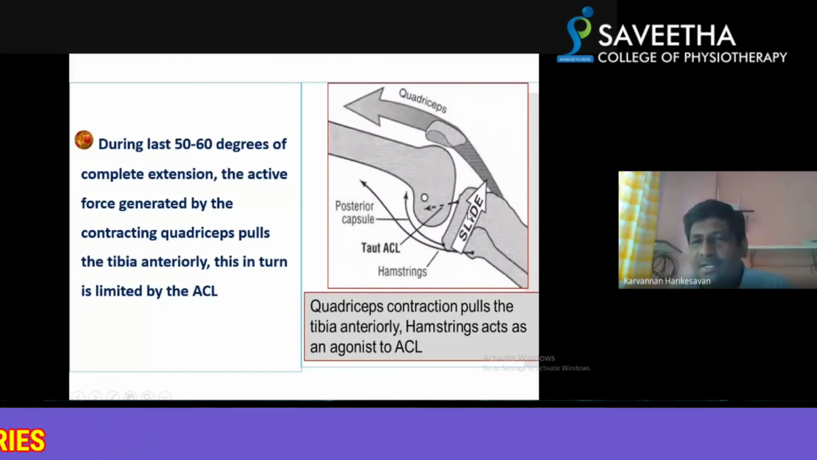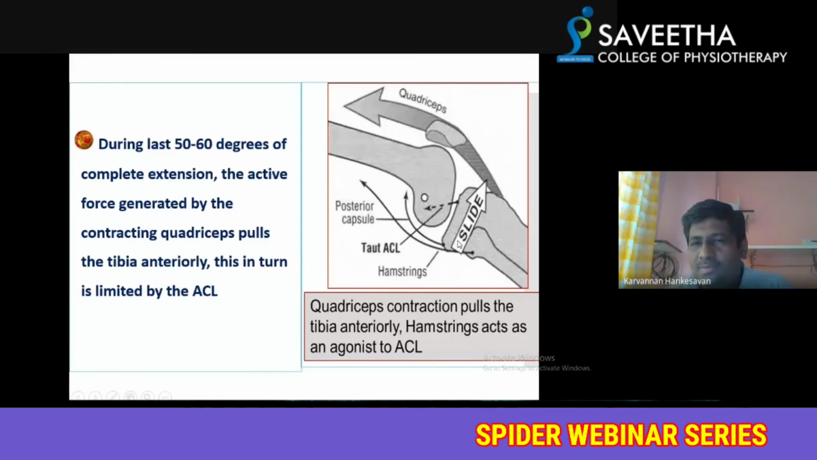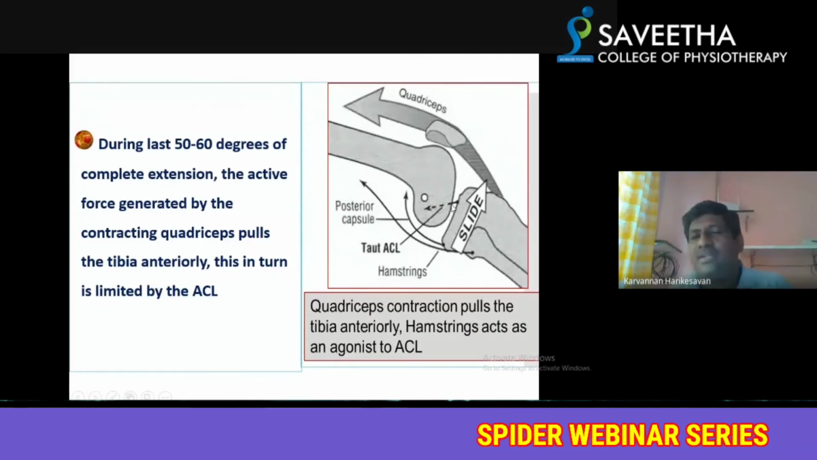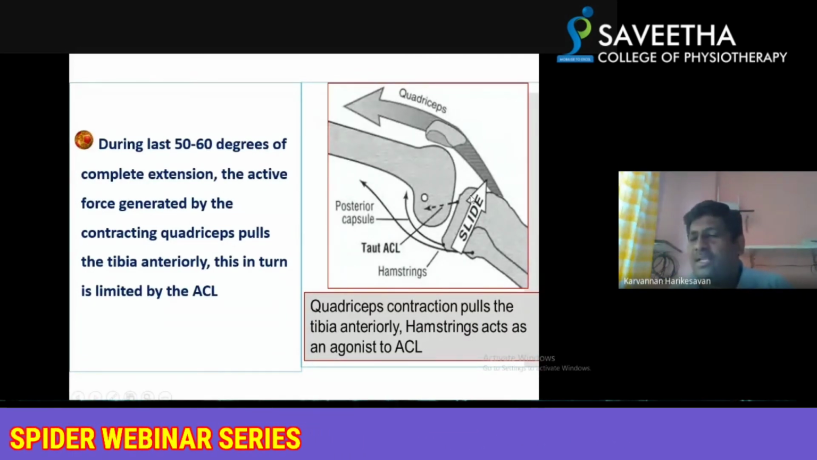After 30 degrees of extension, going from 90 to 30, the strain on the ACL is very much less when compared to the terminal extension.